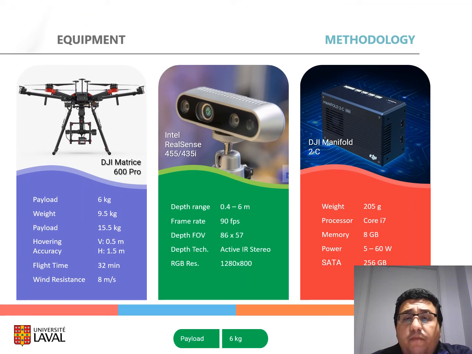Beside thermal camera, we use 3 different equipments like drone, depth sensor, and embedded system. For the drone, we use DJI Matrice 600 Pro. That is a heavy lifting drone capable of carrying 6 kilogram payload. Also, we use Intel RealSense depth sensor that has a depth range of 6 meters. And also we use DJI Manifold 2C as an embedded system that can actually provide the computational power for real-time data processing.